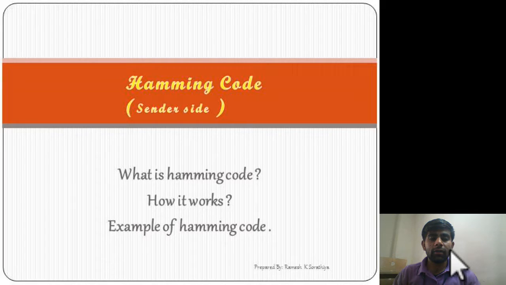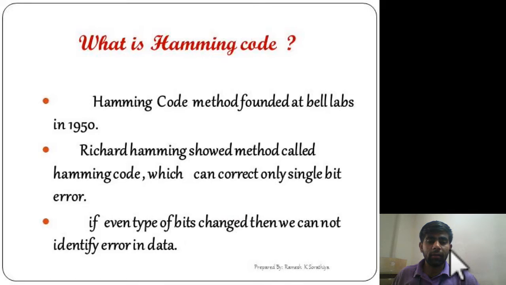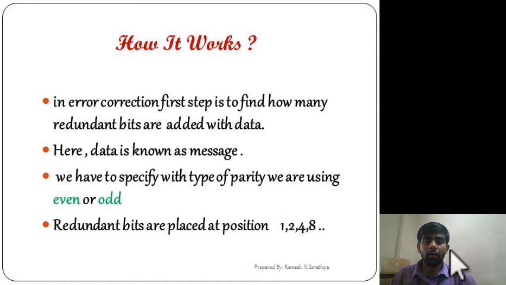So first of all, we start with the Hamming code. What is Hamming code, how does it work, and an example of Hamming code we can see later. So let's start with what is Hamming code. Hamming code is a method which can correct only a single bit error. It cannot correct burst errors. If even two bits are changed, we cannot find the error in the data. So let's start with how it works.